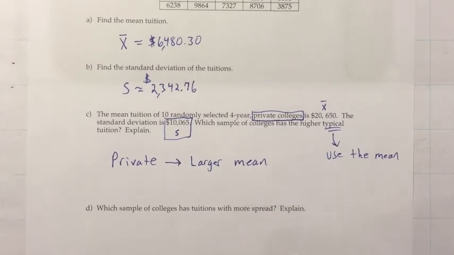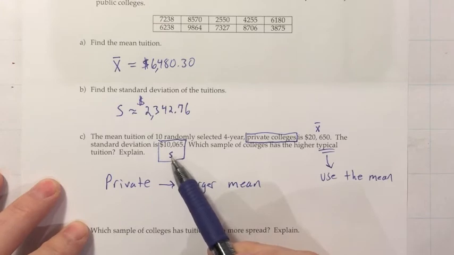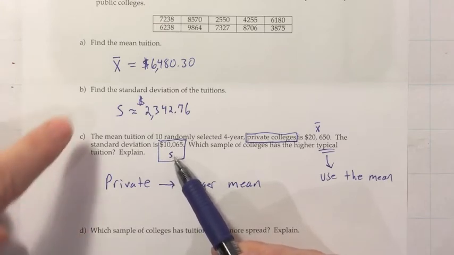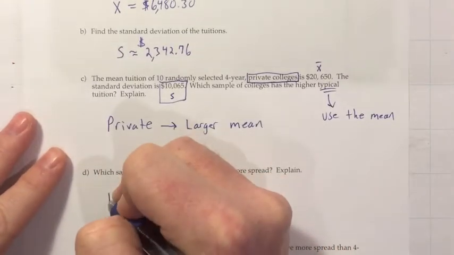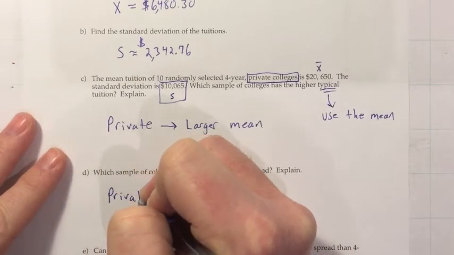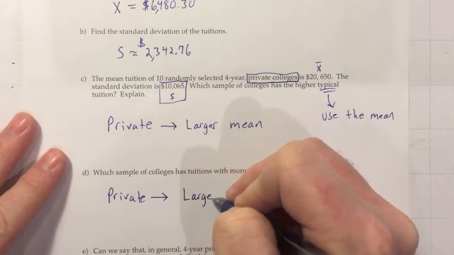So the mean does not measure spread, but the standard deviation does. So which one has more spread? S for the private ones is 10,000. For public it was only 2,300. So again, I would say that it's private. It's just this time my answer would be because it has a larger standard deviation.